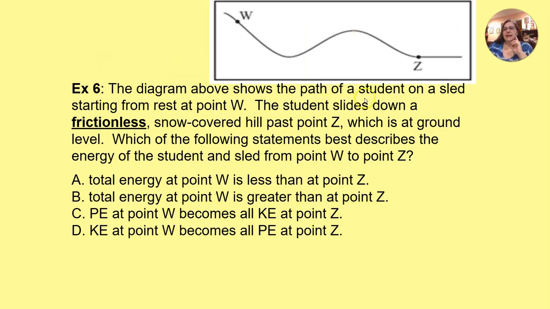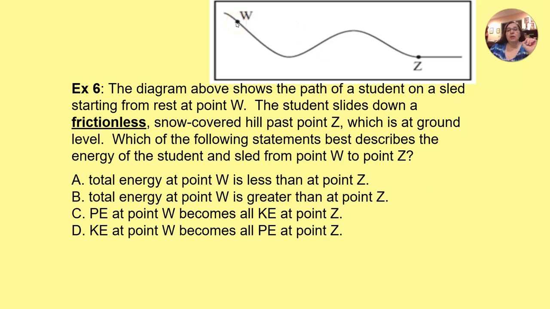All right, I believe this is the last slide. In this particular image, we've got the path of a student on a sled. They're starting from rest at point W, and they're going to slide down this snow-covered hill. It's frictionless, so we don't have to worry about efficiency, and they're going to pass point Z. Z is at the ground level, but they're going to continue past because they still have forward momentum. So which of the following statements best describes the energy of the student and the sled from point W to point Z?